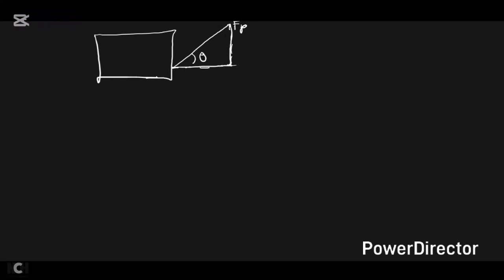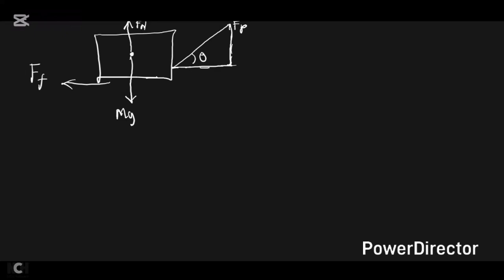So let's identify all the forces that are here. On top here would be the normal force. Down here it is the gravitational force. Remember, if you're pulling the object in this direction, the friction force will be moving in this direction, like that.